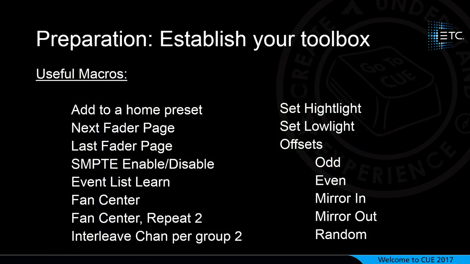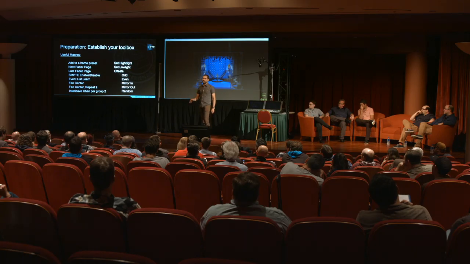I also tend to build macros. I have a lot of these that move with me from show to show to show. These are some basic ones, especially on EOS. And again, a lot of times I have one console, no fader wing. So I found very useful ones for me to have are fader page and shift fader page on these bottom two macro keys down here. Next fader page and last fader page, and I can just pop through it if I need to.